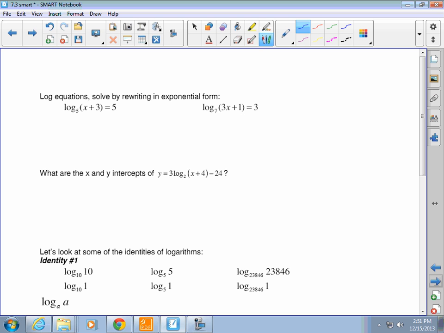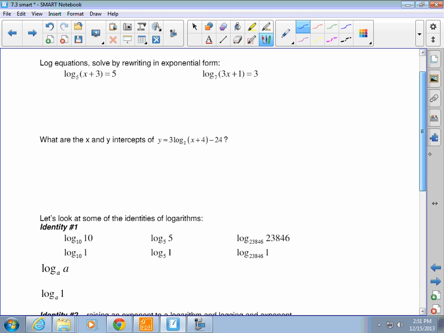So this says log equations. We're still dealing with the log form, but we want to solve by writing it in exponential form. So again, always remember that we're looking at y is equal to a to the power of x. This is your a, so my a here is 5. My y is x plus 3, and my power, or my x, should be an x. So I have 5 to the power of x is equal to x plus 3.